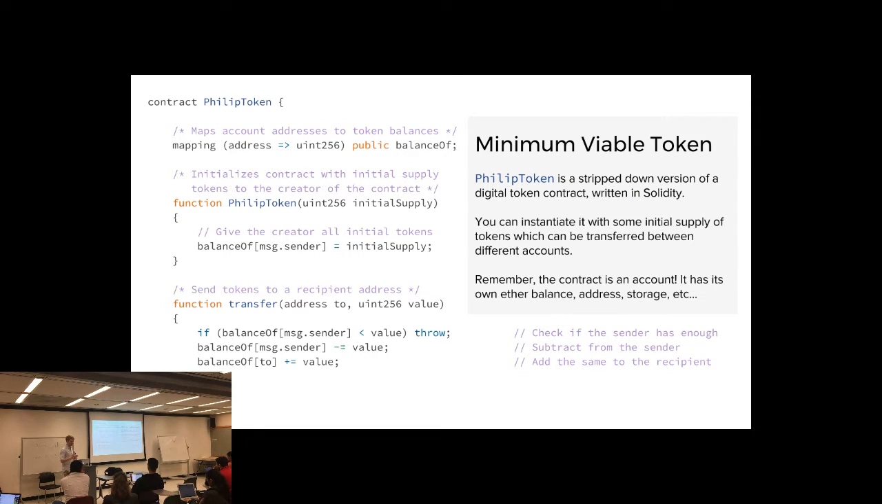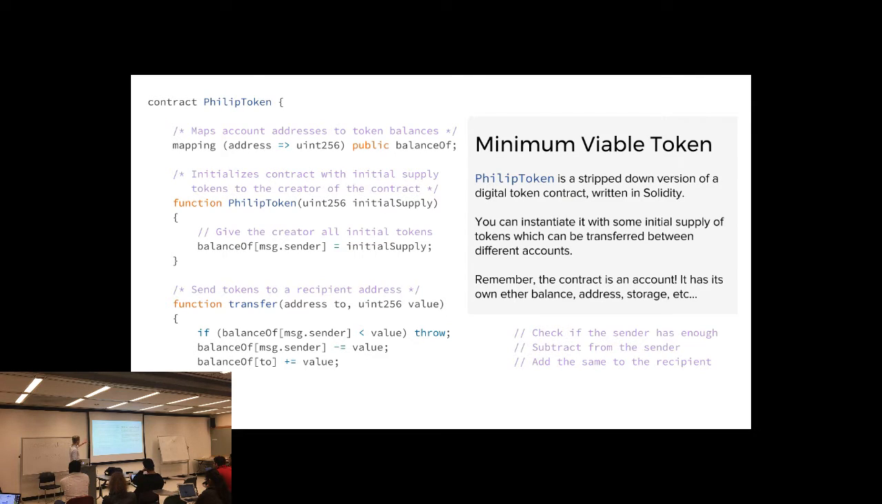To give an example of what a smart contract looks like, we're going to look at what I call the minimum viable token, or Philip token. Essentially what this contract does is it creates its own cryptocurrency called Philip tokens. You can instantiate a new instance of the Philip token currency with some initial balance, and then you can send Philip tokens between people.